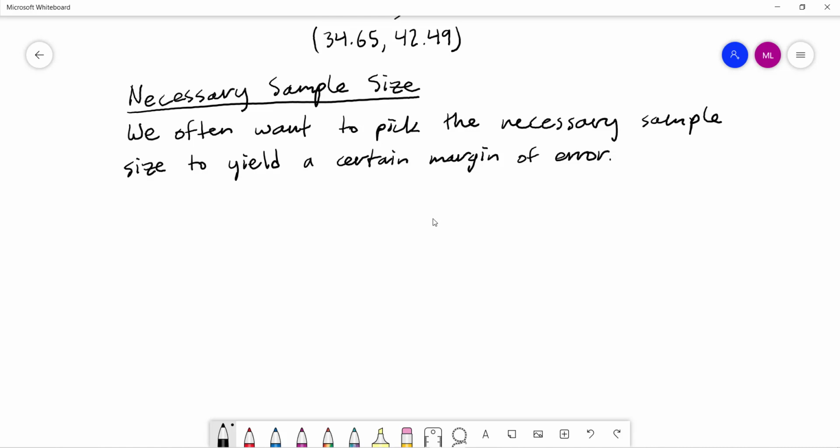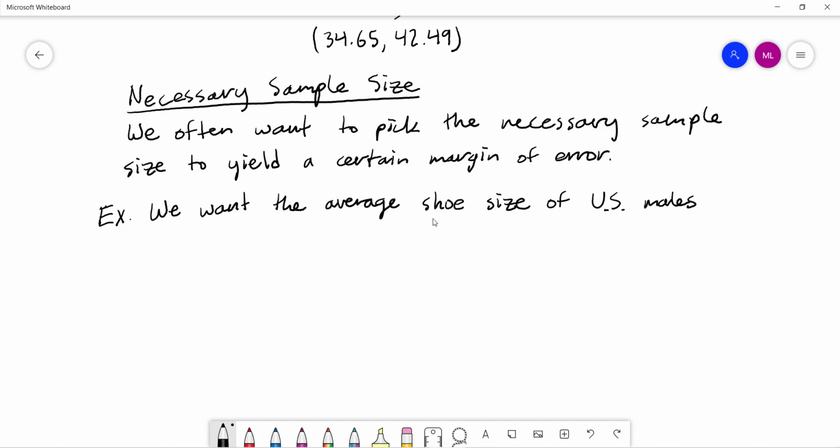So let's say, in this case, we want to know the average shoe size. So as an example, we want the average shoe size of, let's say, American males within half a size.